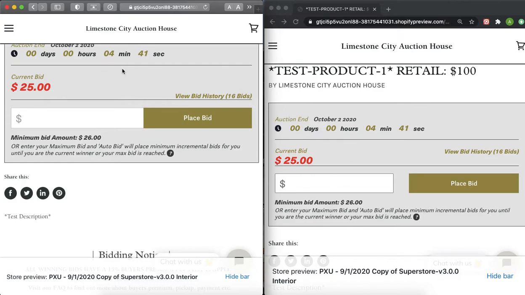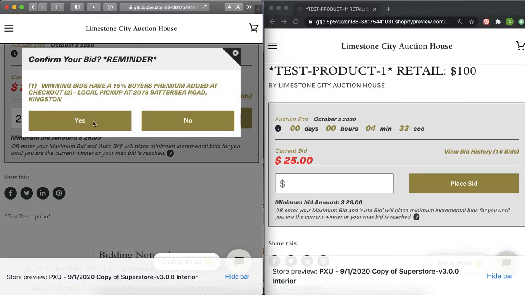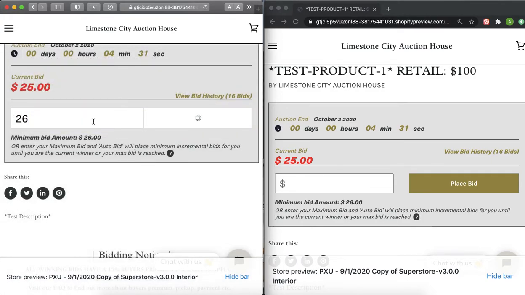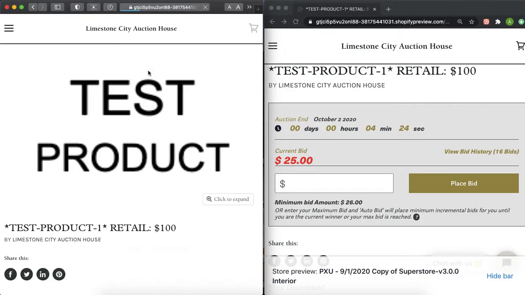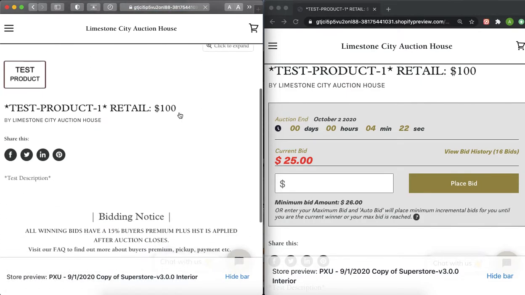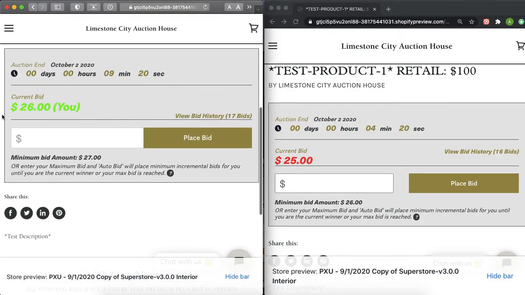Okay. So if you see this happen and you're bidding like the person on the left, in this case, you'd have to go to 26 and place a bid. And then you'd be the winner on that auction. And we can see that there.